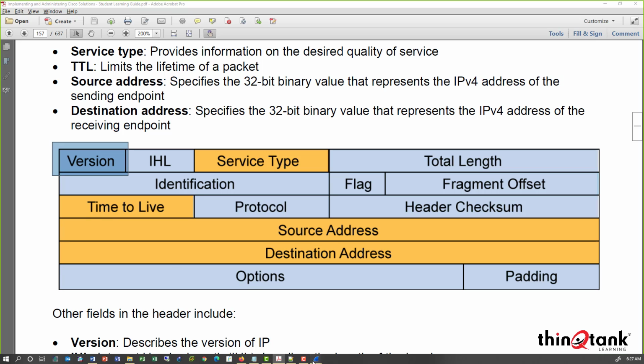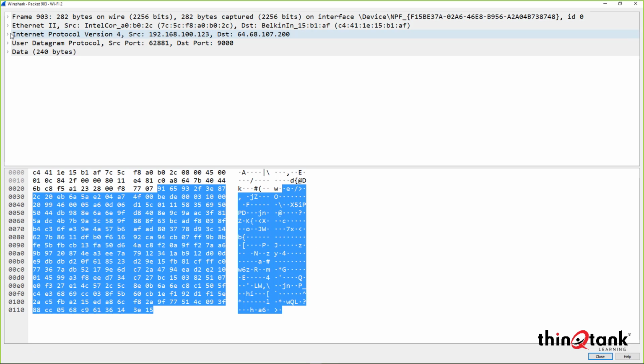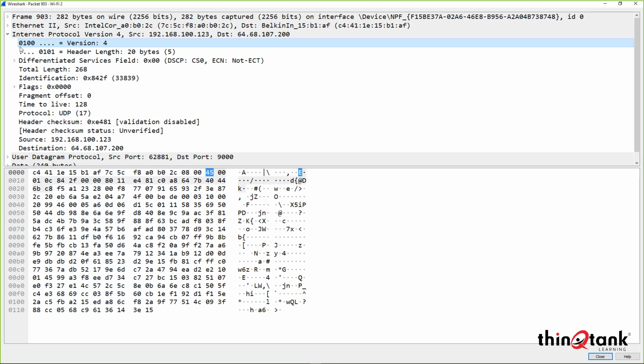And if I go back and look at my Wireshark capture here, and I expand my v4 header, sure enough, the first 4 bits represent the version. A 0100 represents version 4. A 0110 would represent version 6. Right? Because 4 plus 2 is 6. So that's a very, very simple field. Is this an IPv4 header or is this an IPv6 header? Take a guess what the very first field is in an IPv6 header.